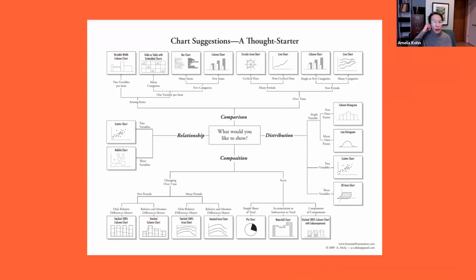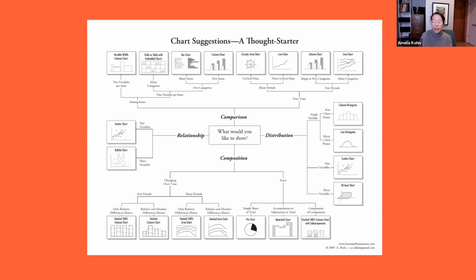I also highly recommend Andrew Abela's Simple Decision Tree. This is what you're looking at, called Chart Suggestions, a Thought Starter. You can find it online, but it's also in the handout that you're going to get or that you already got. It's based on Gene Zelazny's classic work called Saying It with Charts. And the decision tree, as you can see, starts in the middle with this basic question: what do you want to show? And then it provides 4 options.